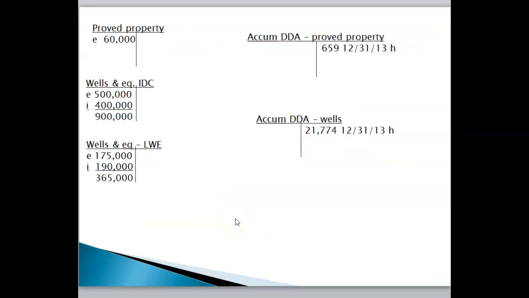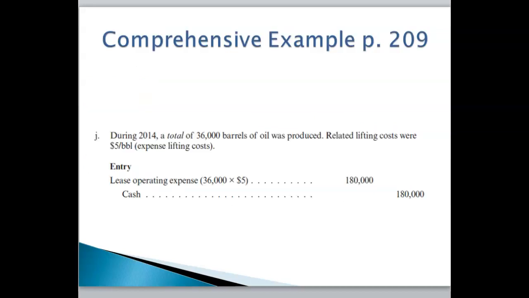So to update our T accounts, you can see on the left that I've added the amounts capitalized to the wells and equipment IDC and wells and equipment lease and well equipment accounts. During 2014, a total of 36,000 barrels of oil was produced. Related lifting costs were $5 per barrel. So we're going to multiply the $5 times the 36,000 barrels, and we're going to debit lease operating expense for $180,000, and we're going to credit cash for $180,000.